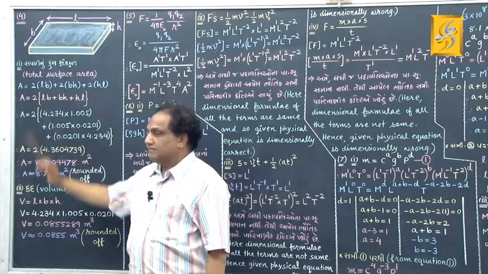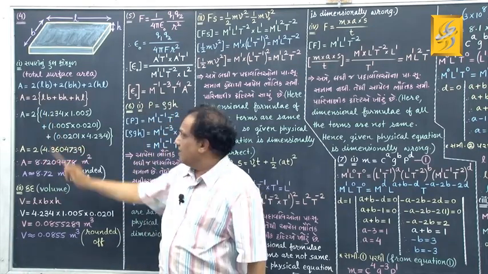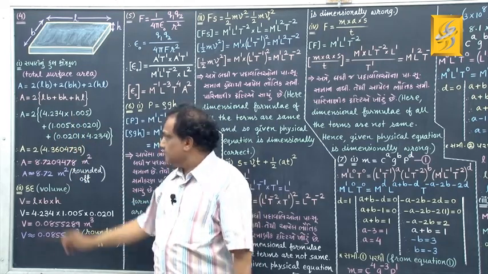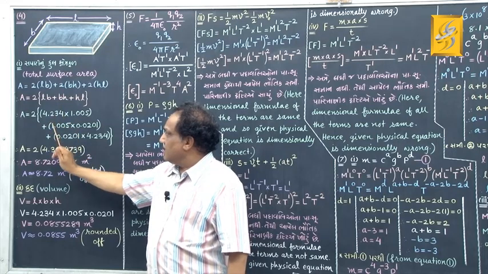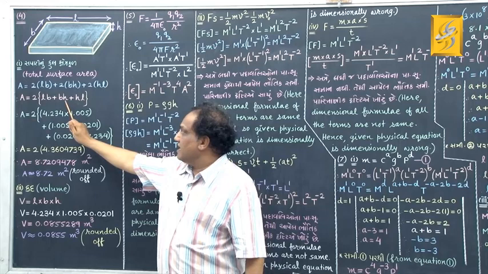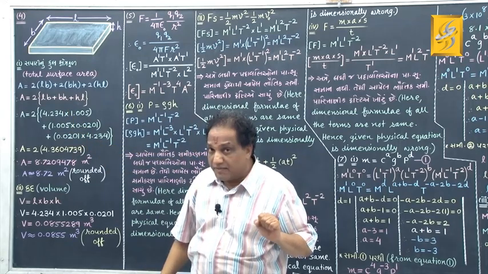What about length? They have given 4.234 meter, breadth 1.005 meter, but now take care, this height or thickness they have given 2.01 centimeter.